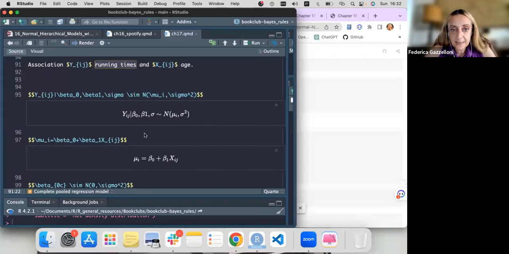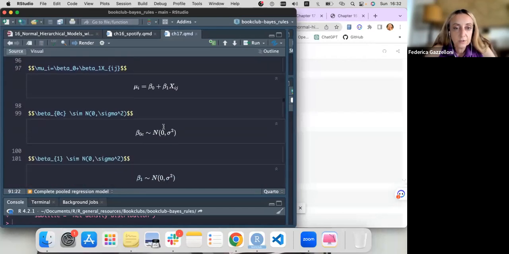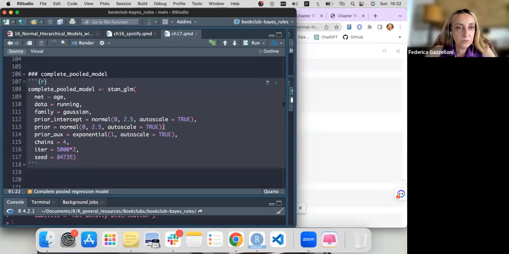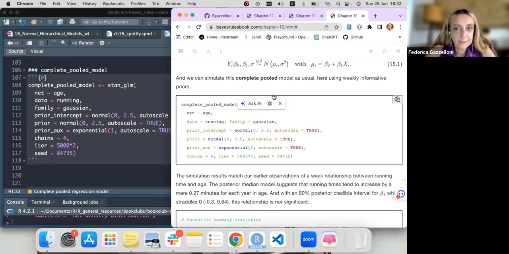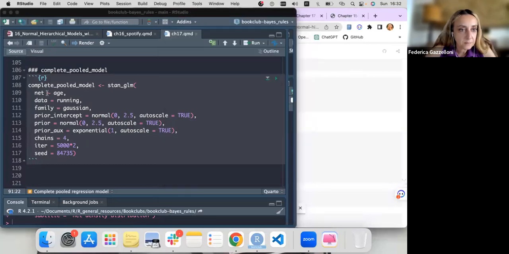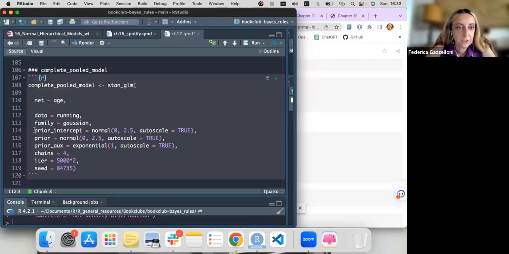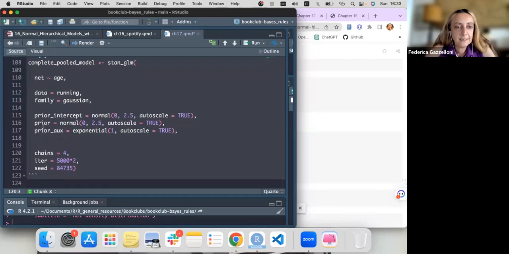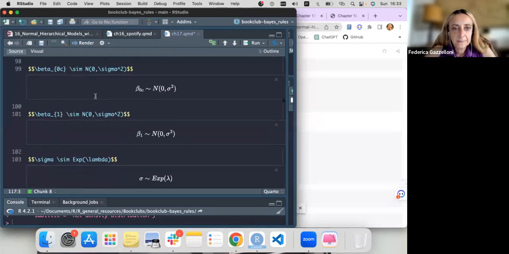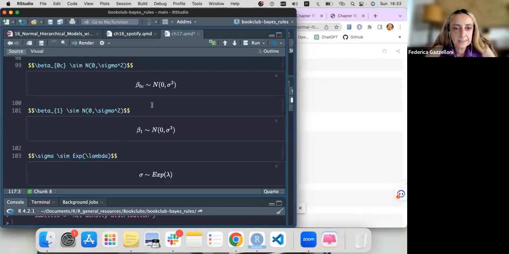Our model is always the same type, so this is nothing new. We jump directly into the complete pooled model, which is the same one that we did in chapter 15. We use family Gaussian and the formula is net age. Then we have the three priors: the prior intercept, the prior, and the prior aux, which is the prior intercept centered, the prior and the aux.